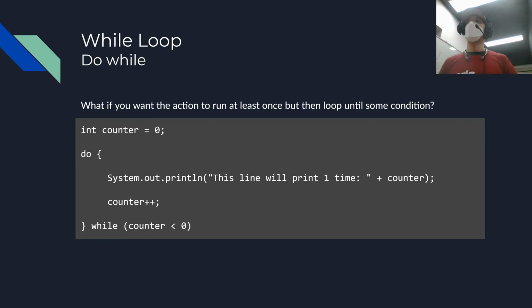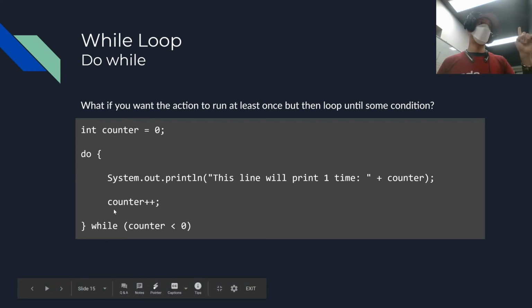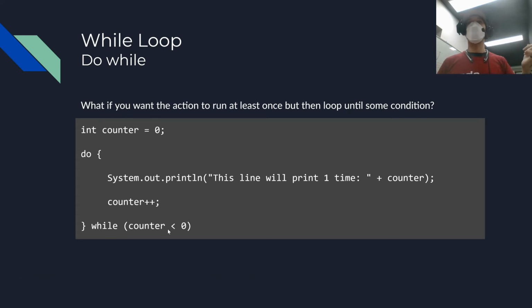Okay? So in this case, counter is zero. We're only going to continue looping if counter is less than zero. But because we're doing a do while, this will still run one time. And then it'll check the condition, it will fail, and it'll move on. It won't repeat the loop. Does that make sense? Questions?